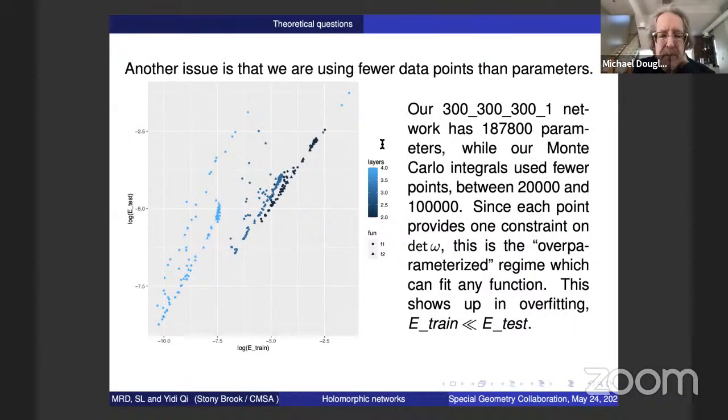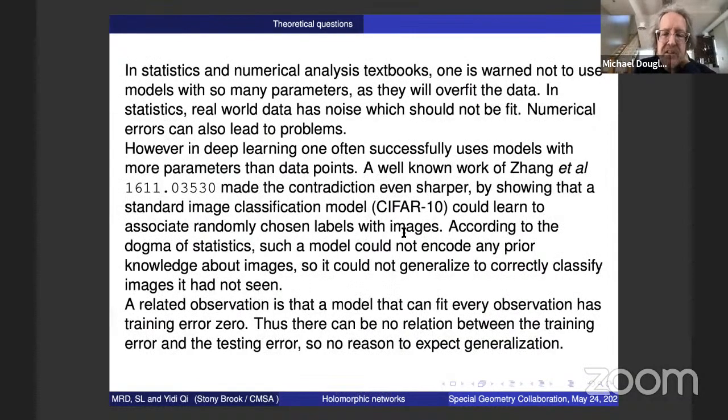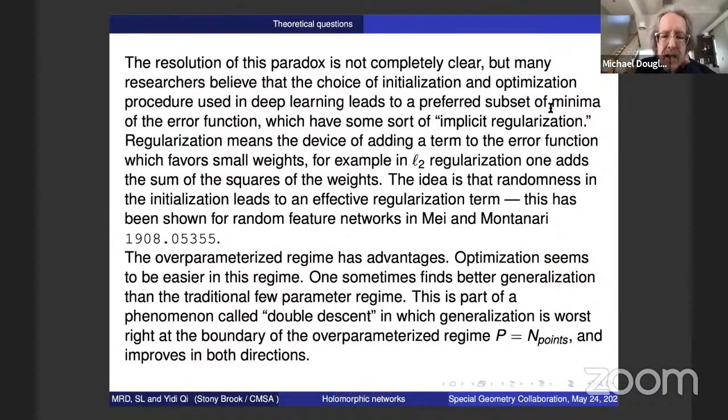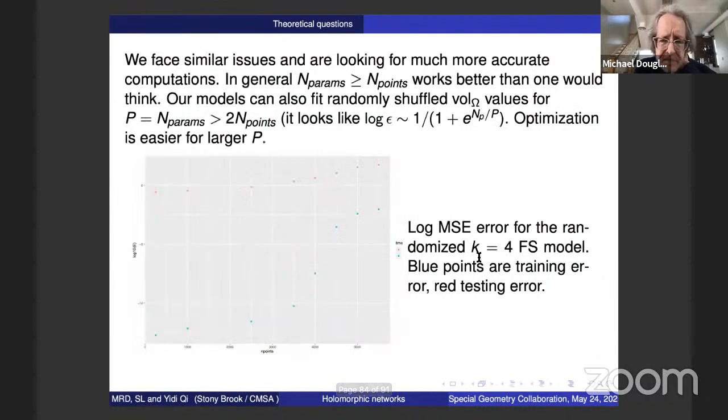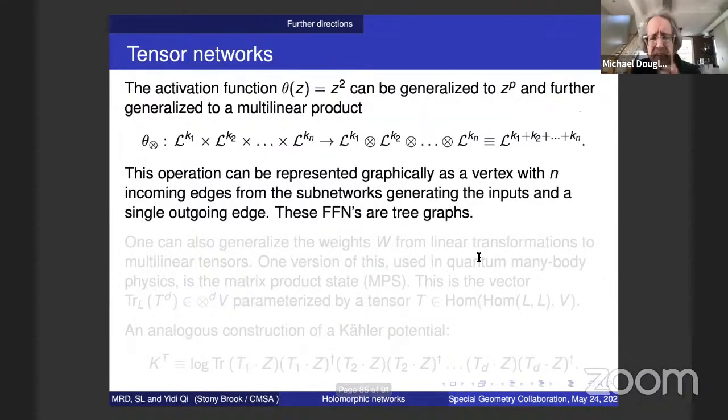Okay, here I'm saying a little bit more about this question of overparameterization, which is quite interesting from the machine learning point of view, but I don't think I have time to do justice to it here. And then, okay, I'll skip that. Let me just mention a couple of variations on this, which I think are worth pursuing.